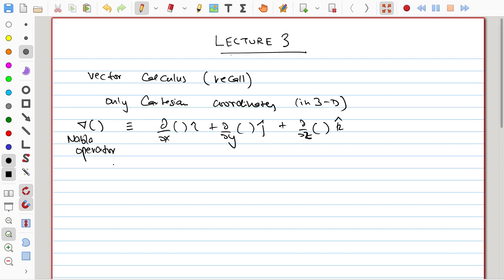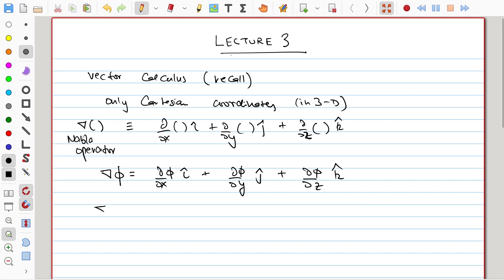So if I put a scalar phi into this operator, or supply it to this operator, what I get is the partial derivative of phi with respect to x times i hat, plus the partial derivative of phi with respect to y times j hat, plus the partial derivative of phi with respect to z times k hat. So that's the meaning of grad of phi. We tend to call it grad of phi.